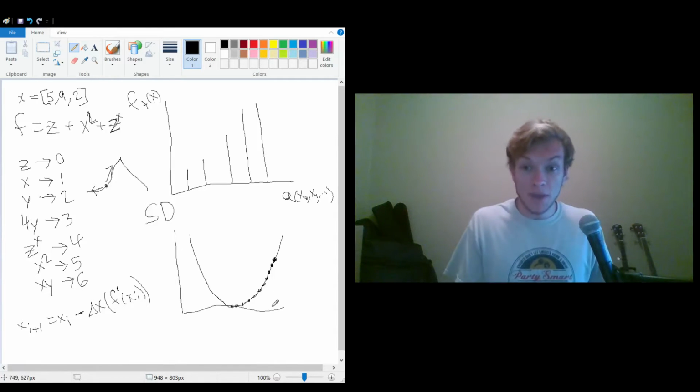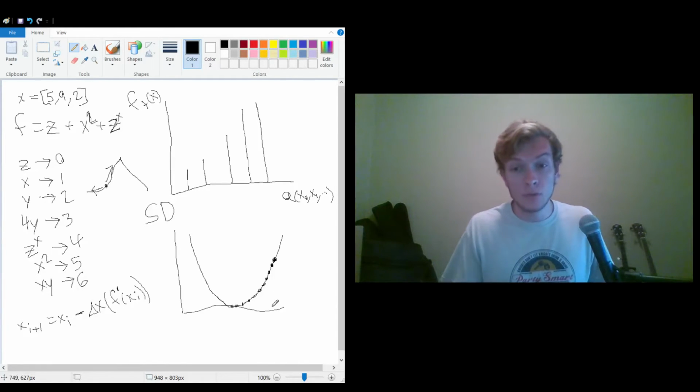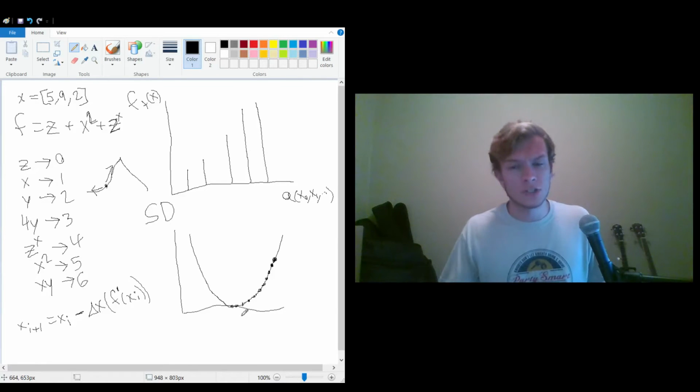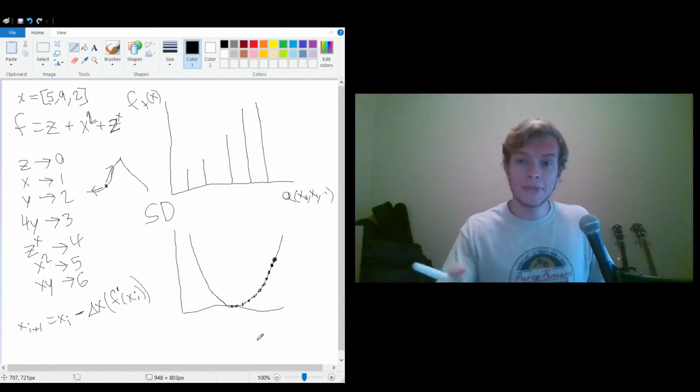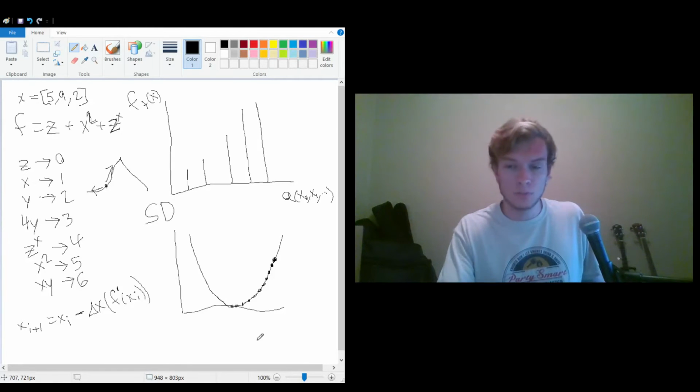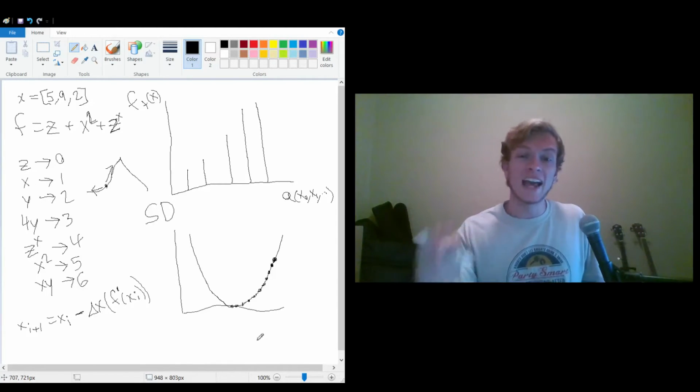So this method also is very viable, but you'll notice it takes a lot more steps to actually get there, depending on your delta x. But obviously, if you picked a large delta x, there's a higher chance that you'll miss your answer. So there's some things to mess around with this. But the cool thing about steepest descent is it's pretty consistent in its getting to an answer.